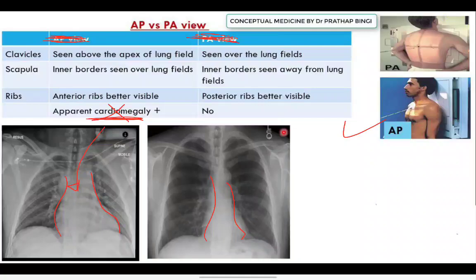Back to the first point, that the clavicles in the posterior anterior view appear over the lung field because they are behind the lung field, but over here they appear anterior, so above the lung field, in AP radiograph. That is all regarding the differences between anterior posterior and posterior anterior chest radiographs. Let us now move to a quiz. You have 15 seconds to specify which one is AP and which one is PA chest radiograph.